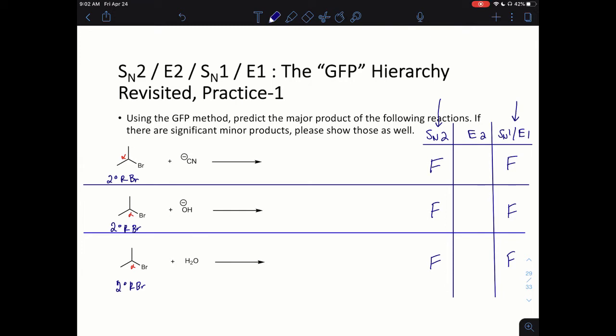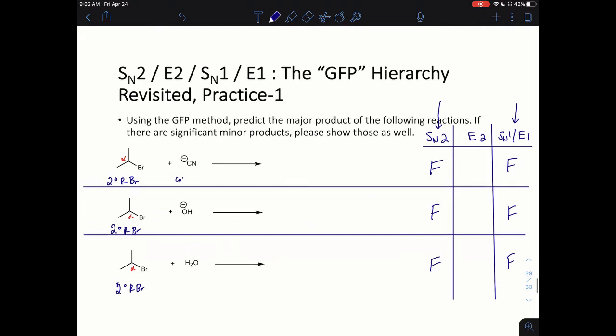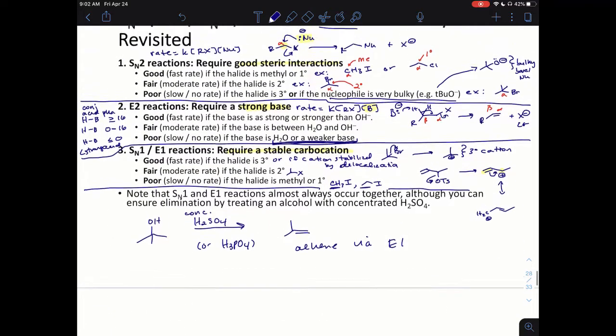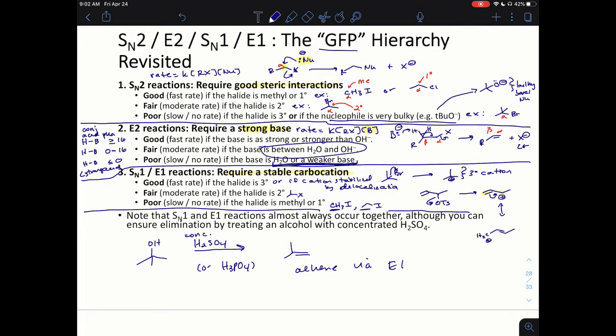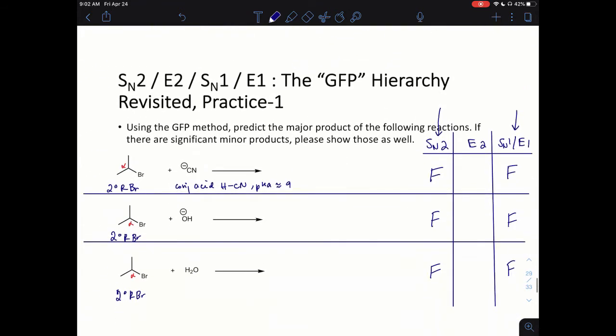Let's evaluate E2. For E2, we look at base strength. And I specifically want you to write out the conjugate acid and think about its pKa. So the conjugate acid of cyanide is HCN, and it has a pKa of about 9 to 10. So that is in between the base strength of water and hydroxide, which is fair for E2.